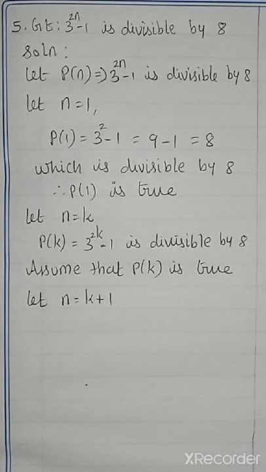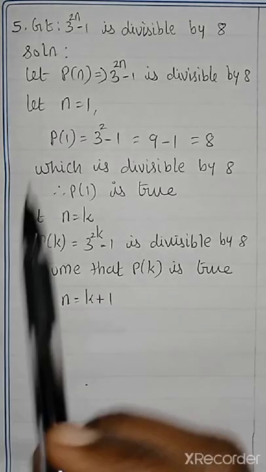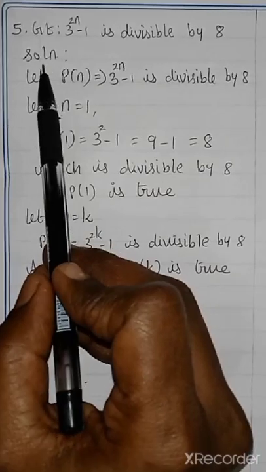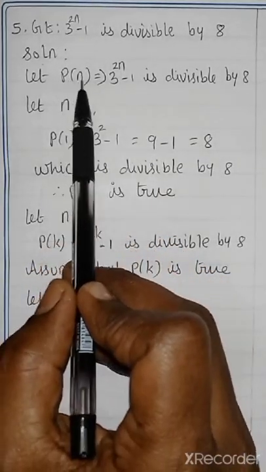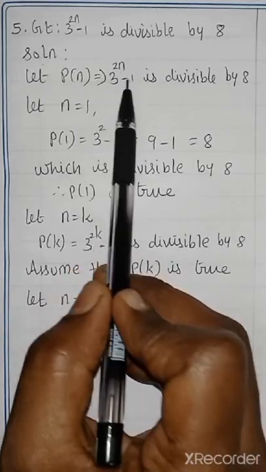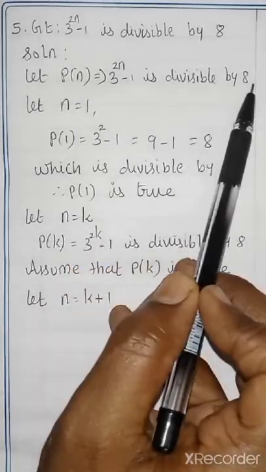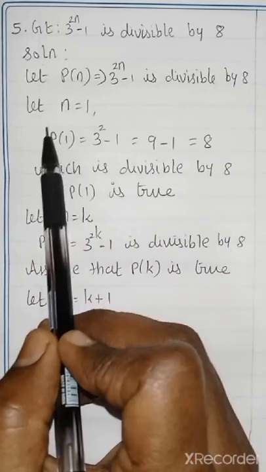Okay. Third and fourth problem is your homework, and your fifth problem: 3 power 2n minus 1 is divisible by 8 for all n in N. This is also asked like your previous problem. So what is your first step? Whatever the given statement is, you have to take it as P of n. So P of n implies 3 power 2n minus 1 is divisible by 8.